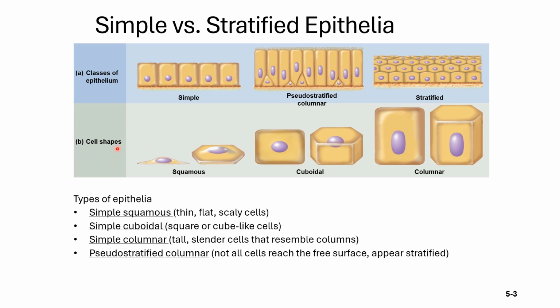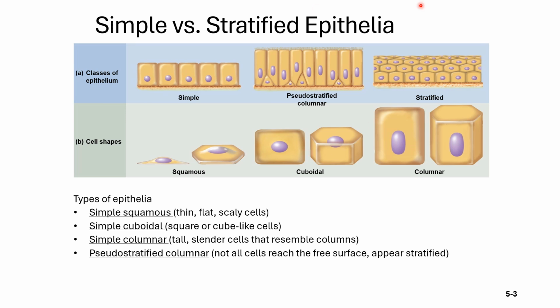So a simple squamous epithelium has got squamous cells, which are flat cells. A simple cuboidal epithelium consists of cuboidal cells, which are square-shaped cells. And simple columnar epithelium consists of columnar cells, which are tall, narrow cells.